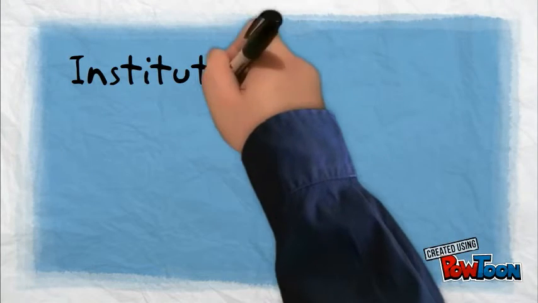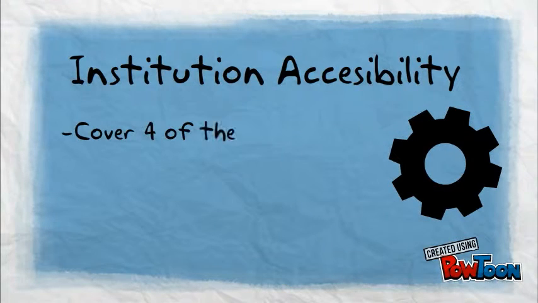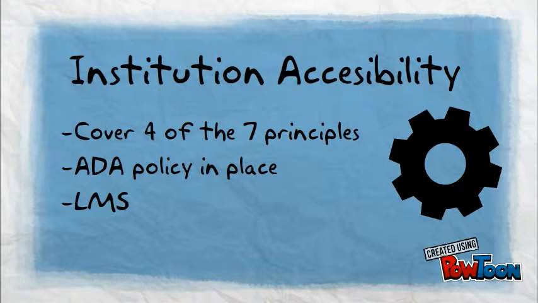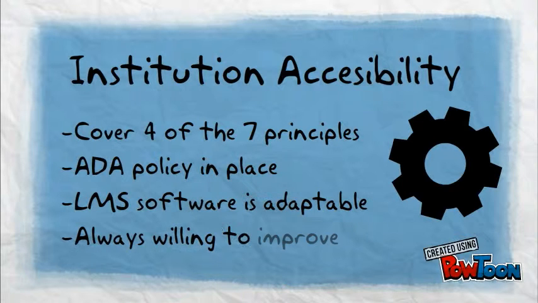The institution I currently instruct at meets 4 of these 7 principles. The areas for improvement are flexibility in use, low physical effort, and size and space for approach and use. They currently have ADA policies in place which are easily found on the university's website, the student handbook, as well as highlighted in all course syllabi.